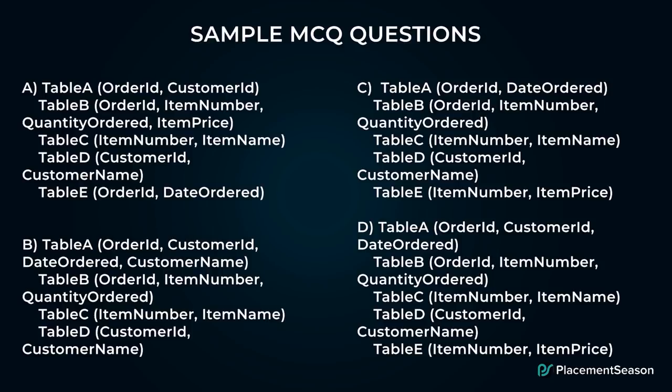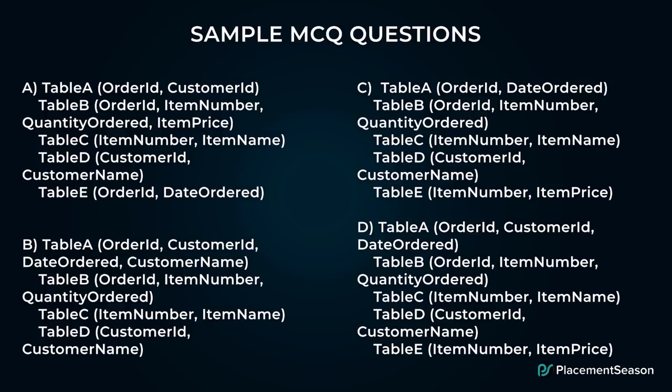Table A: order ID, customer ID, date ordered and customer name. Both customer ID and customer name are present. It is not necessary. It will result in data redundancy. And for table B: order ID, item number, quantity ordered. For table C: item number and item name. For table D: customer ID and customer name. So here also we have some dependencies.